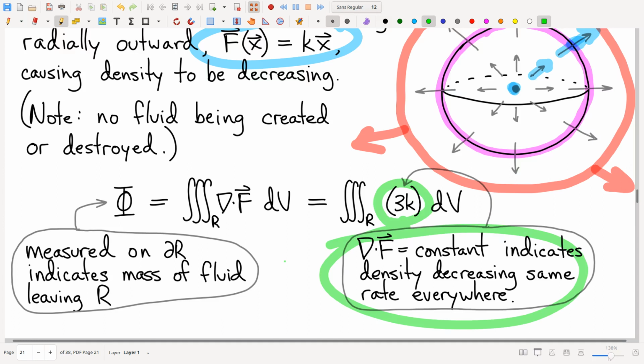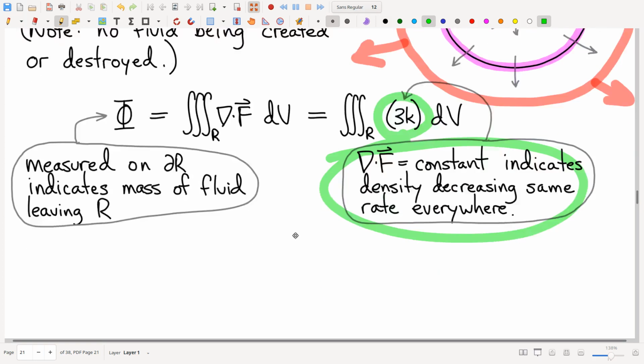And now, again, physical appeal. When you have a balloon, the density of air on the inside is always uniform. It would be weird to have a balloon where there's a lot more air on the left side and a lot less air on the right side. Gases just don't do that. The density is going to be constant. So as you expand the balloon, the density is going down at a constant rate everywhere. This being constant is the indication that the density is decreasing at the same rate everywhere. So, different physical scenario, different interpretation of divergence.